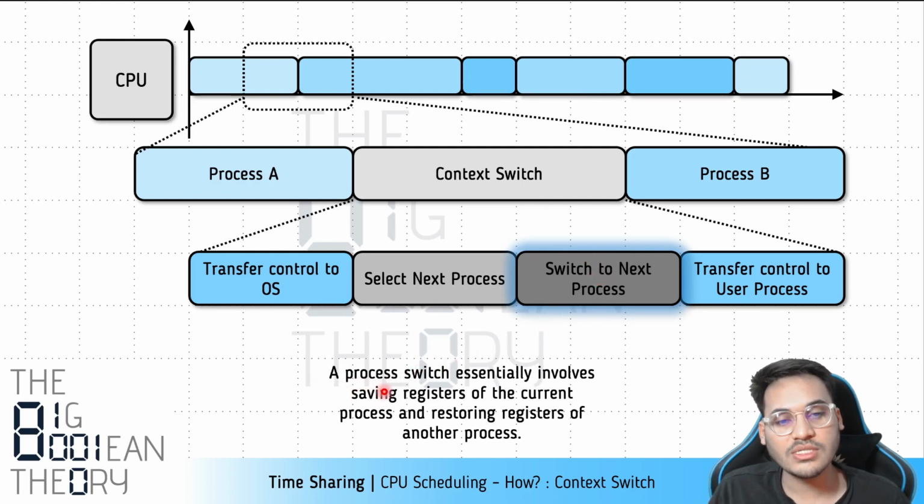A process switch essentially involves saving registers of the current process and restoring registers of another process, right? So whichever process was executing, for that we have to save the registers, and we have to restore the registers for the next process that we have selected, right? So in this case, registers for process A will be saved, and registers for process B will be restored, and that is how there is a context switch, right? So let's see how this is done.